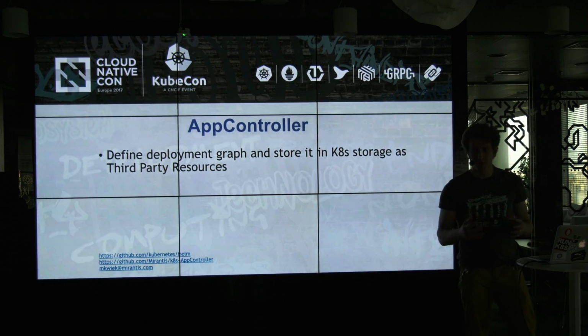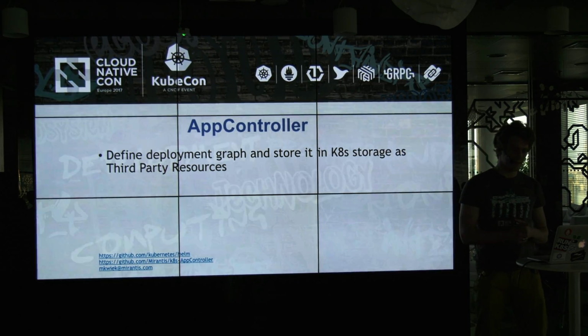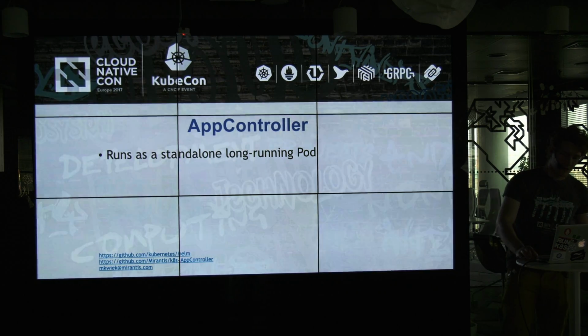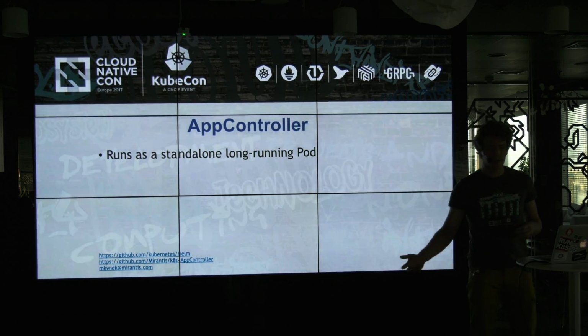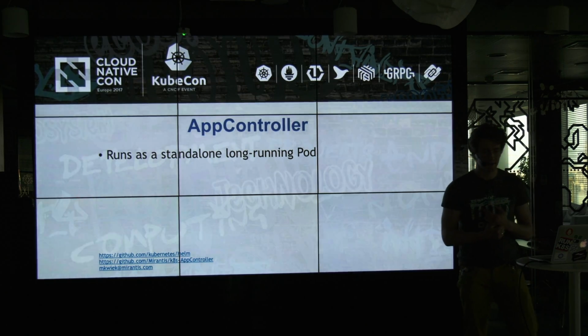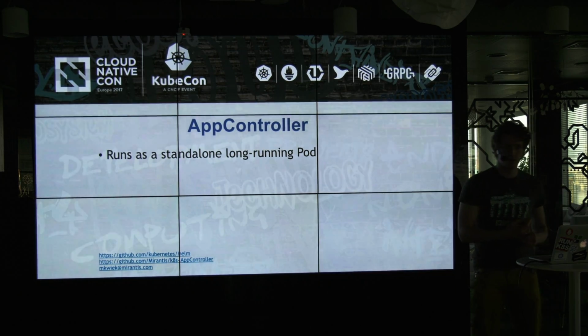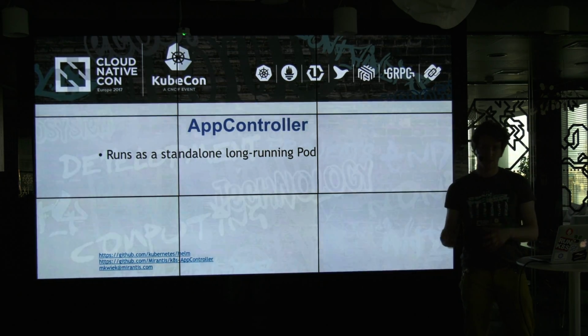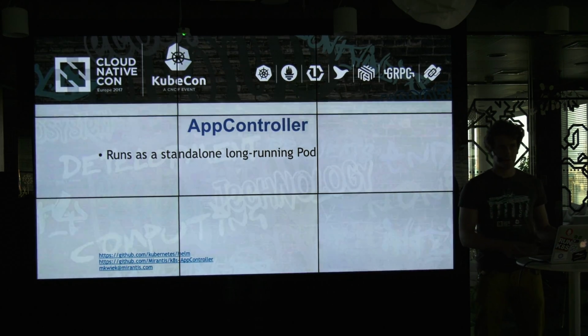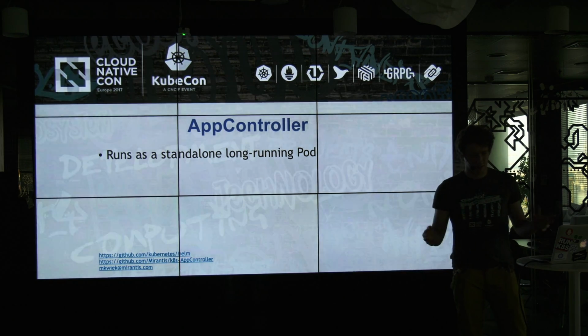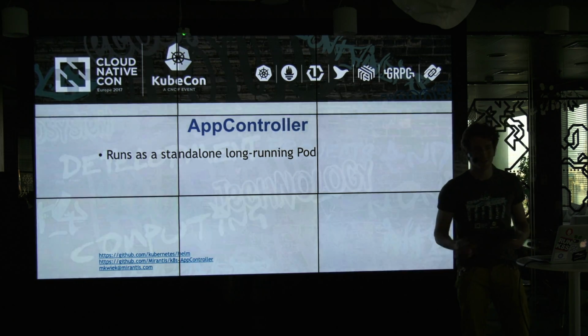There may be really weird stuff down there, so it's really easier to just create a third-party resource, have a new endpoint, and have it working for you as a storage. Yeah, so as with Tiller, it basically runs as a pod. The easiest way you can deploy AppController in your cluster is to run it in a pod. You can also run it outside of the cluster for development purposes. It's often easier to just compile it and run, but when you're just using it, you want to have it running in your cluster.